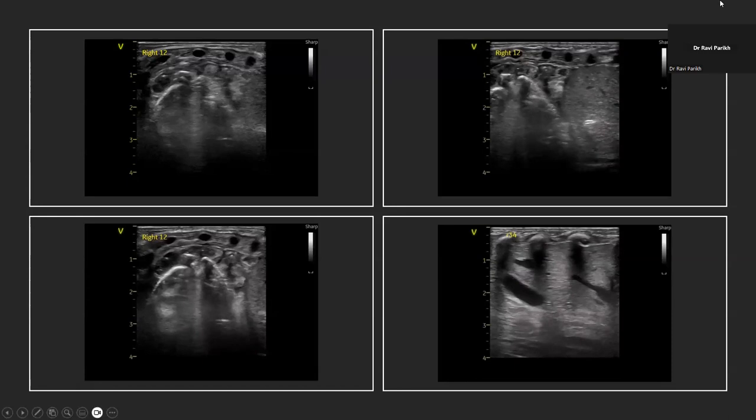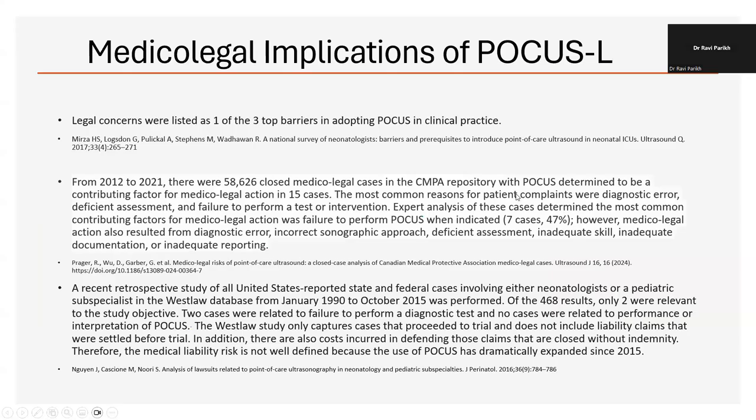So again, there are precedents in the literature showing that it's the failure to perform point-of-care ultrasound where it was clinically indicated which is the most common reason why people get sued in America and Canada. Other reasons, like diagnostic error and incorrect sonographic approach, form a minority of the cases. Inadequate skill is only a fraction: only 2 to 3 cases out of 15.